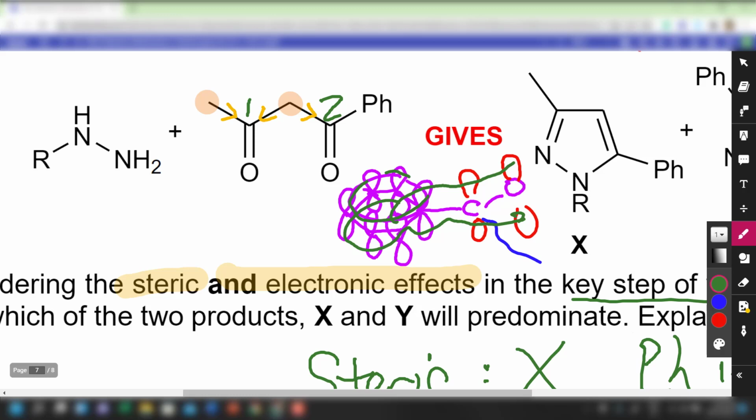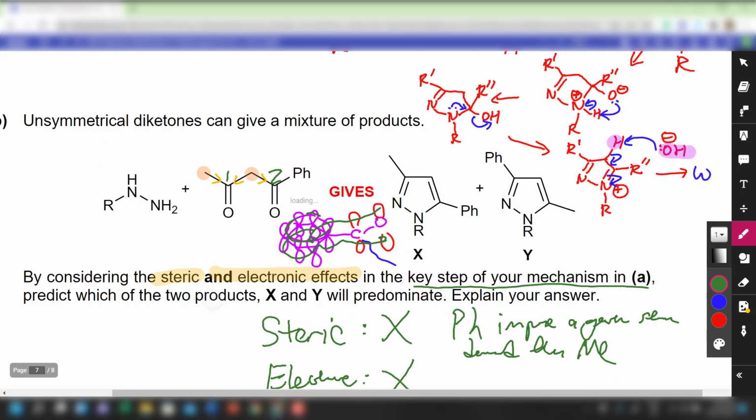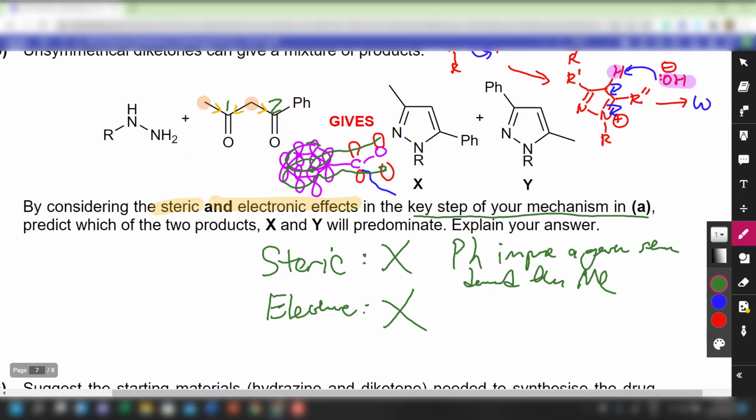electrophilicity. We say that carbonyl carbons are electrophilic in nature, right? So both 1 and 2 are electron deficient or electrophilic. But carbonyl carbon 2 is less electrophilic as compared to carbonyl carbon 1, solely because the CO double bond is able to withdraw the pi electron cloud electron density towards itself. So it makes carbonyl carbon 2 less electron deficient. Therefore, carbonyl carbon 2 is less susceptible to nucleophilic attack as compared to carbonyl carbon 1. Because of that, I will expect X to be the dominating product.